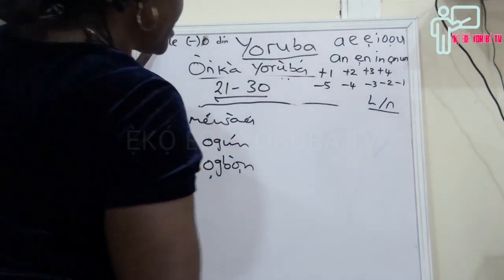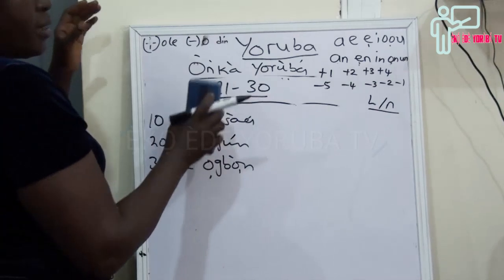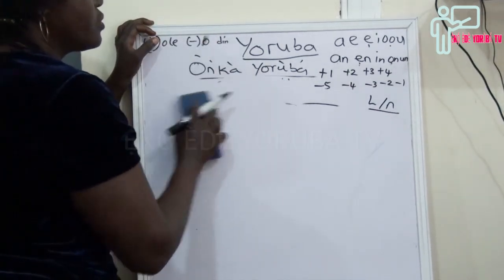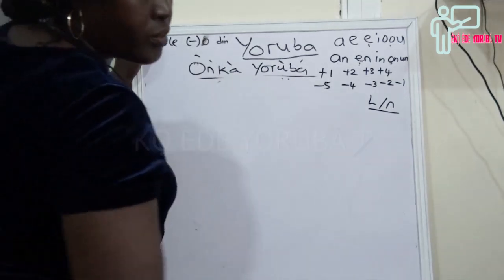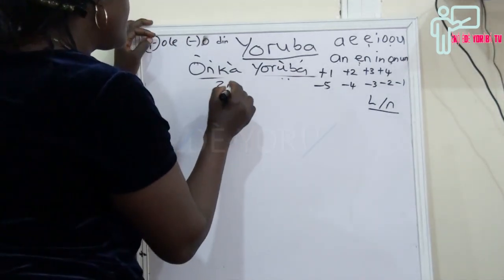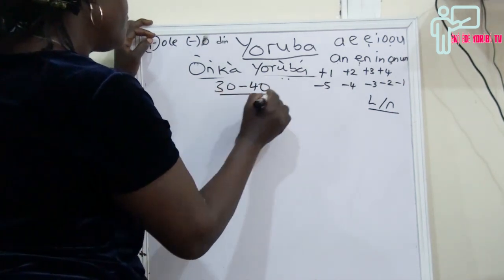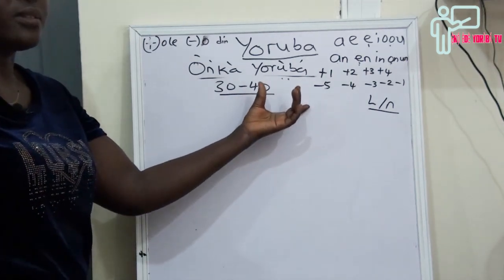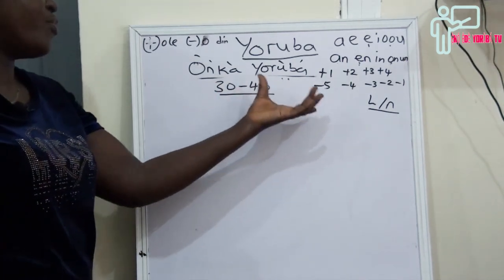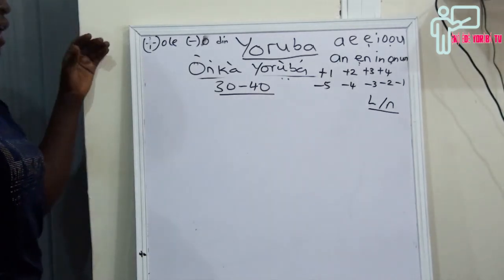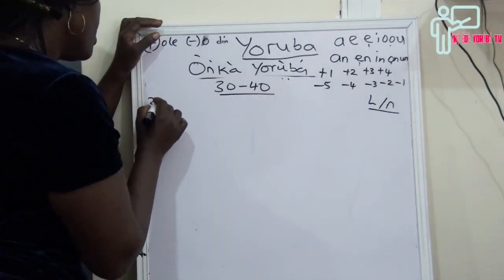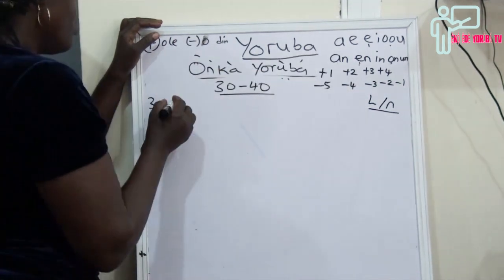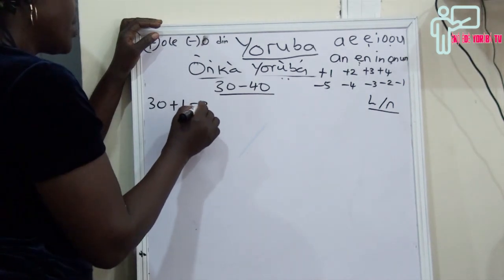So we now go from 30 to 40, onka. 30 to 40. So this is 30 plus 1, you can remember, plus 1, which is 31.